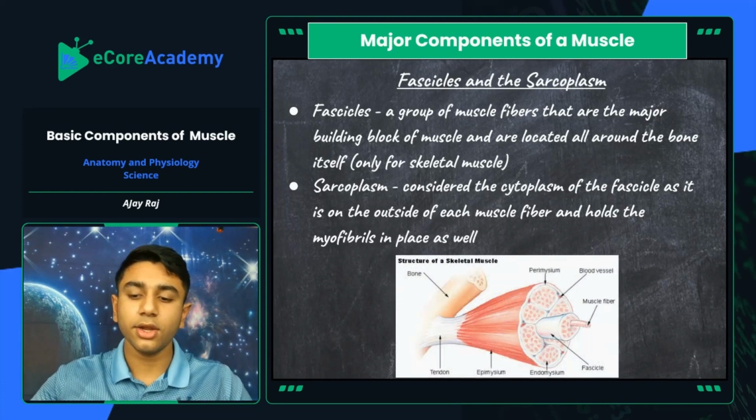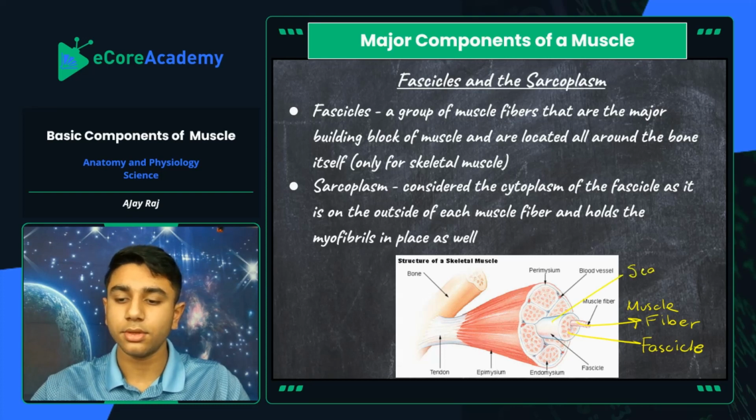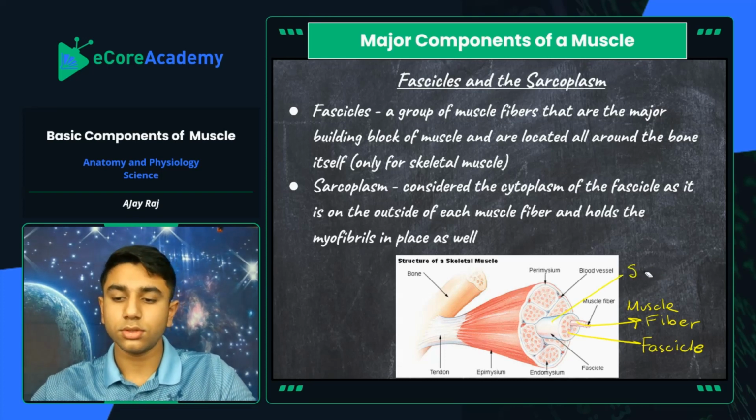So this is an example right here. The very center, this little strand sticking out a little bit, that's your muscle fiber. And then right here is your fascicle. That outer covering of the fascicle is your sarcoplasm.